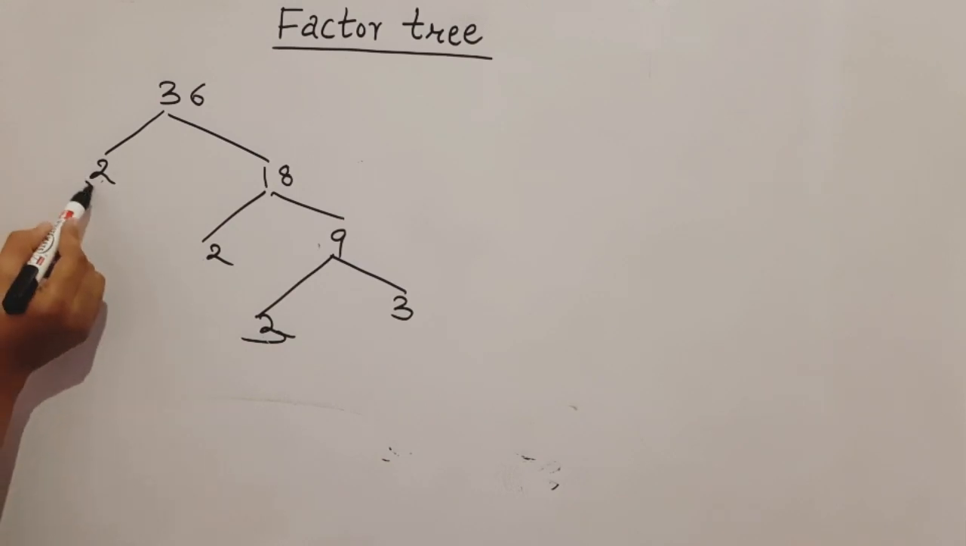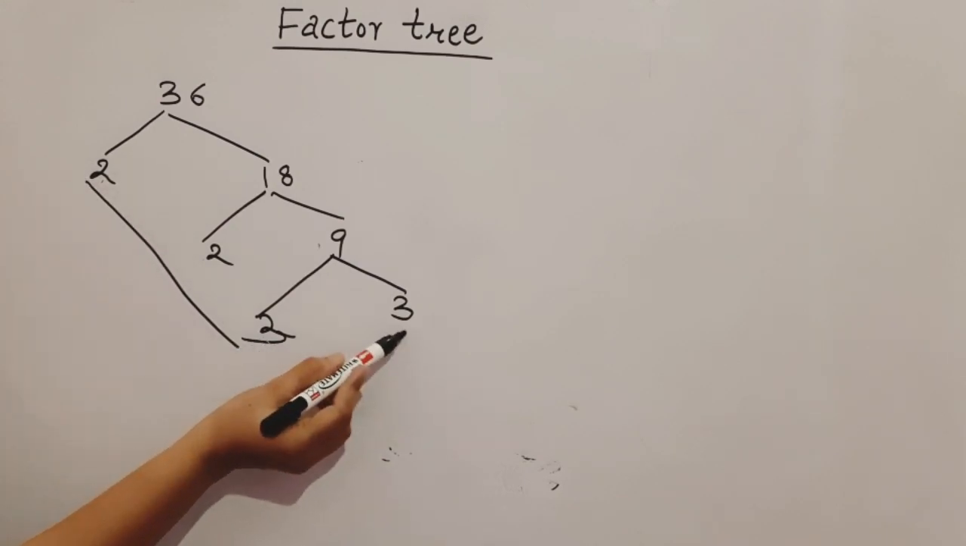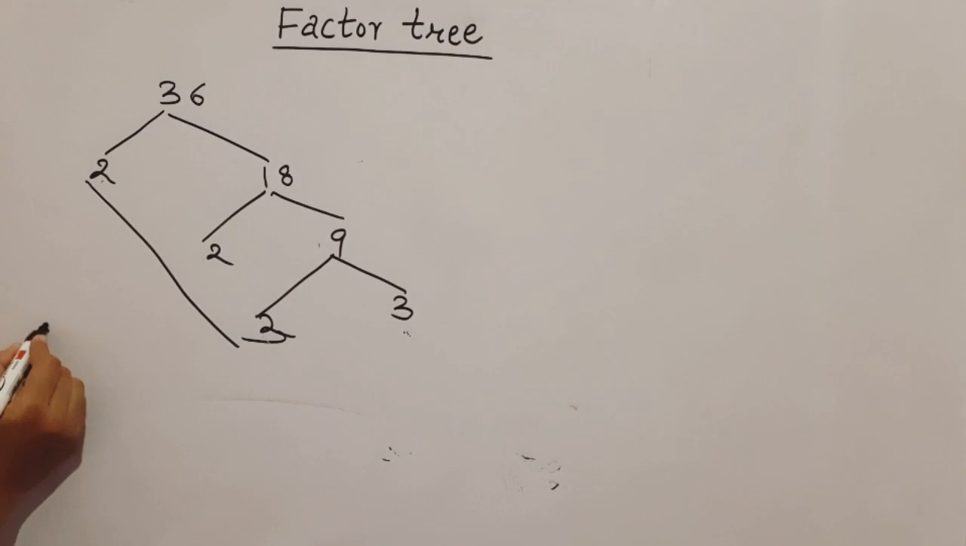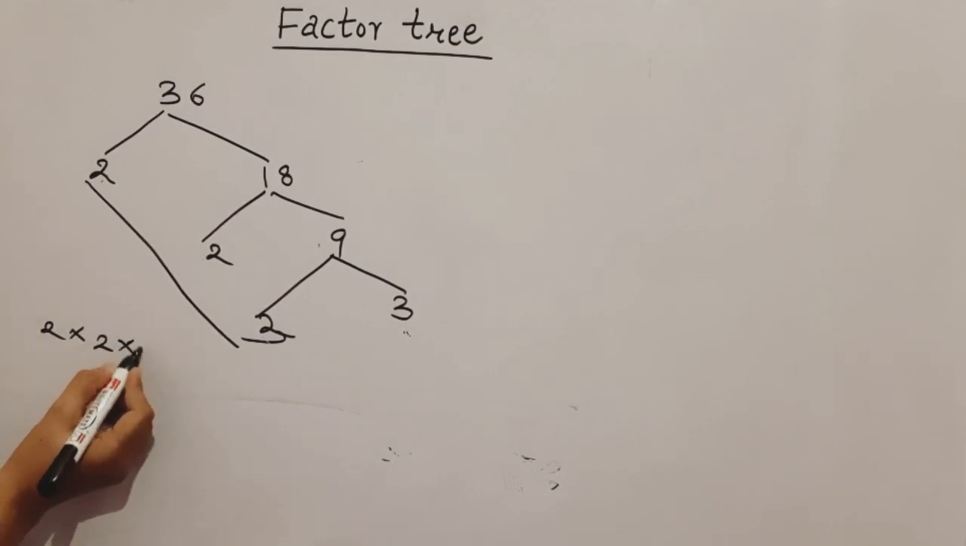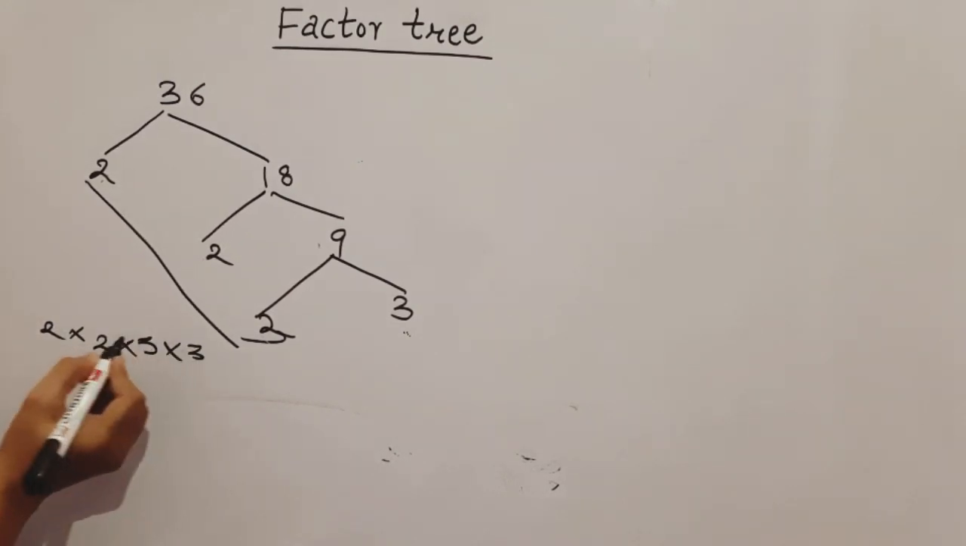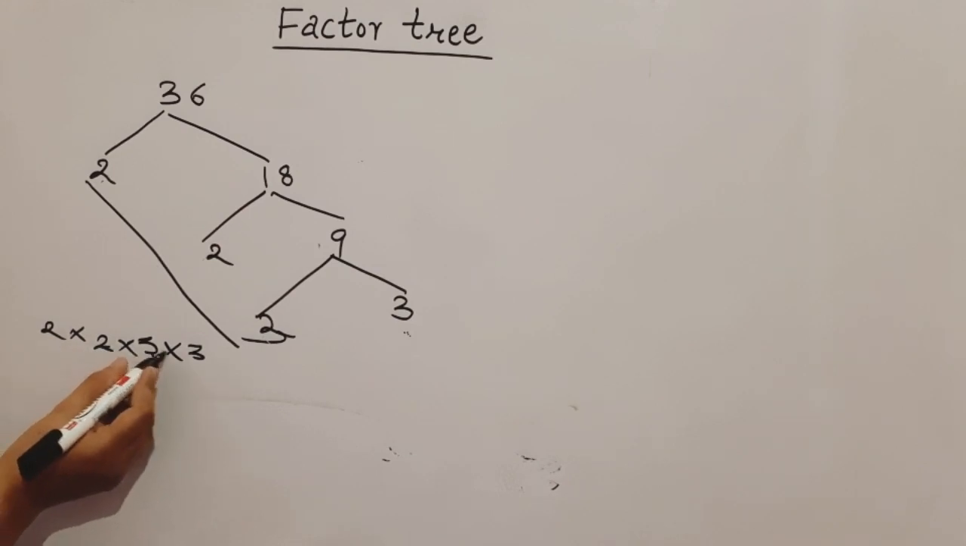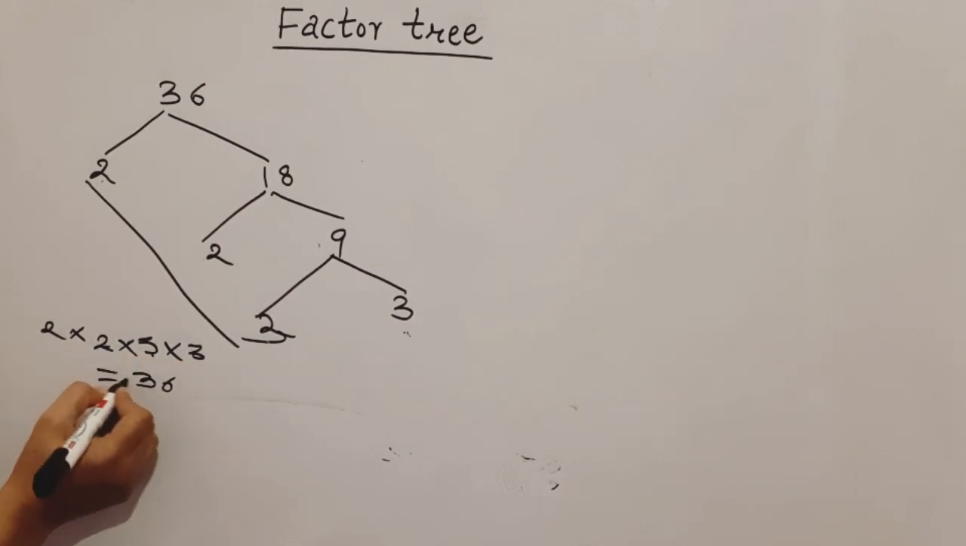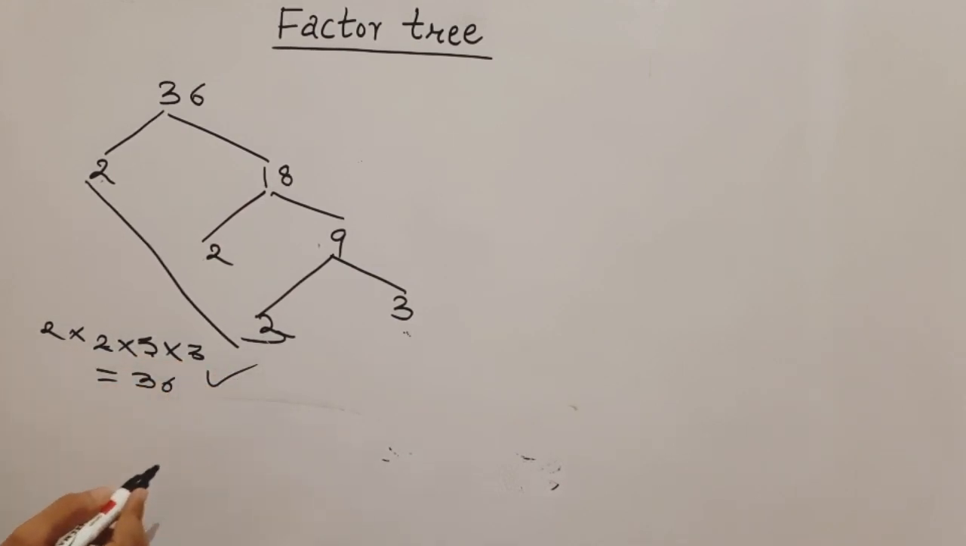So as I told you, all the digits on the left side plus the last digit on the right hand side. So 2 multiplied by 2 multiplied by 3 multiplied by 3. So 2 2s are 4, 4 3s are 12, 12 3s are 36. That means our prime factorization of this number is correct and this factor tree is also correct.